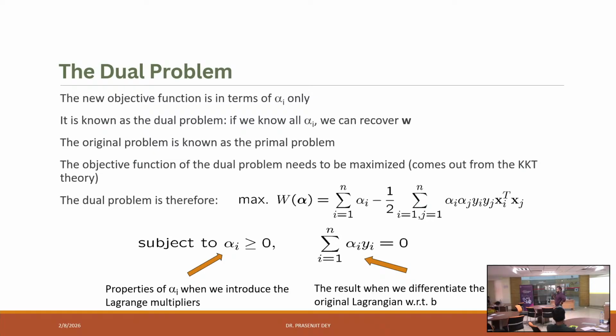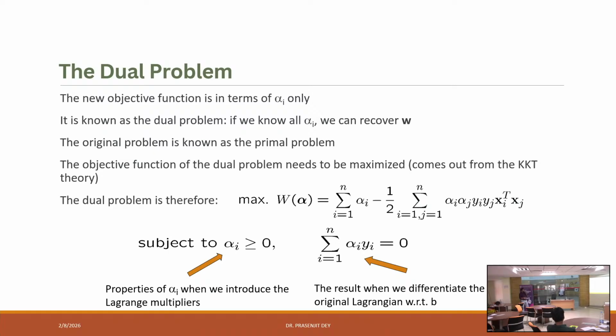It cannot be negative. Alpha I could in principle give a negative value, but we are considering that it is supposed to be a positive value, and the sum over this is always zero. From the first order derivative of the B we got to know that. So in this case, this is the dual problem.